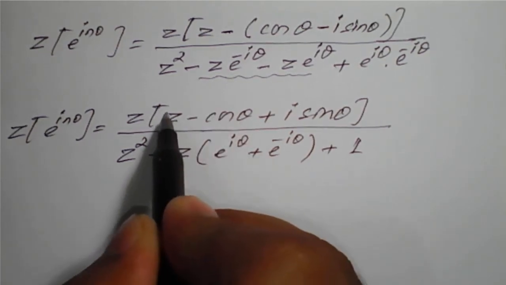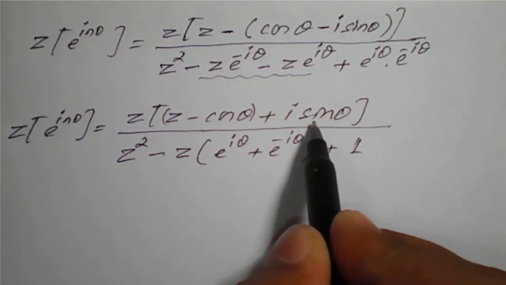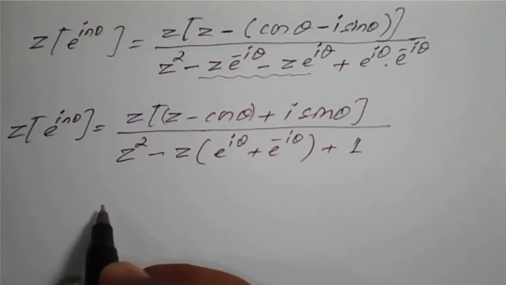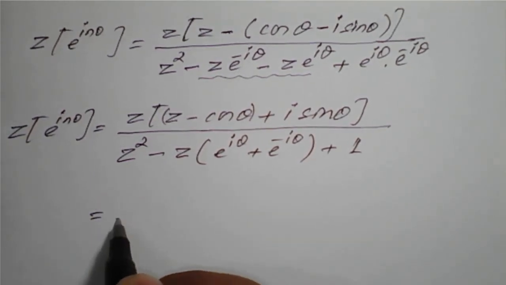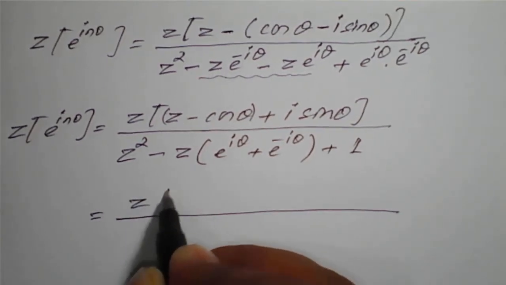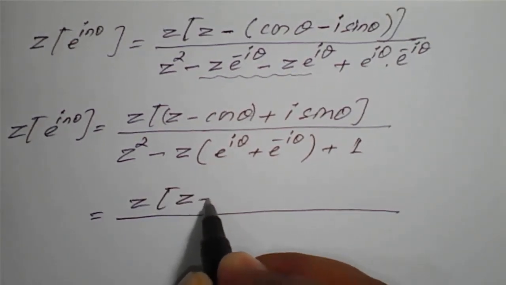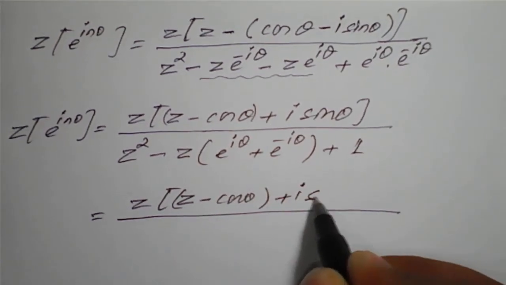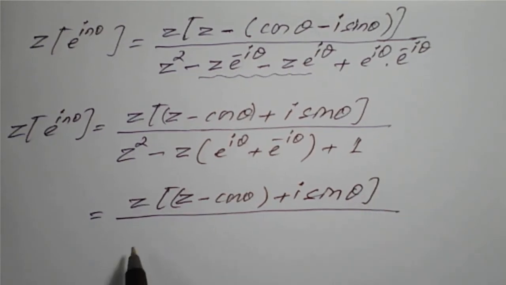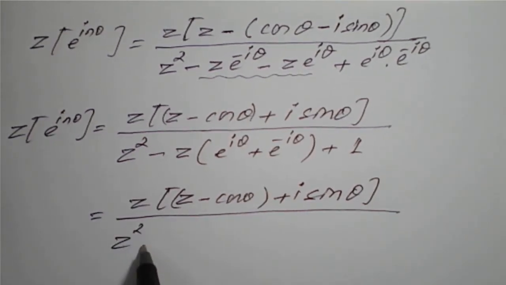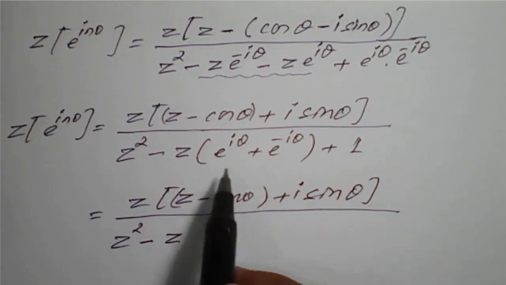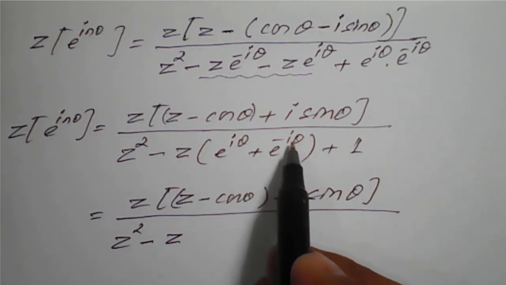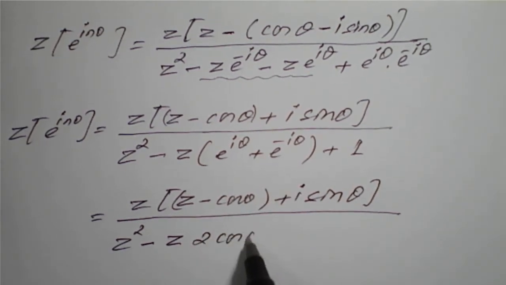So among the numerator, I will make this the real part and this the imaginary part. So on simplification further, the numerator we will keep as it is, that is z into z minus cos theta plus I times sine theta divided by z square minus z into e raised to I theta plus e raised to minus I theta. We know that it is 2 times cos theta.